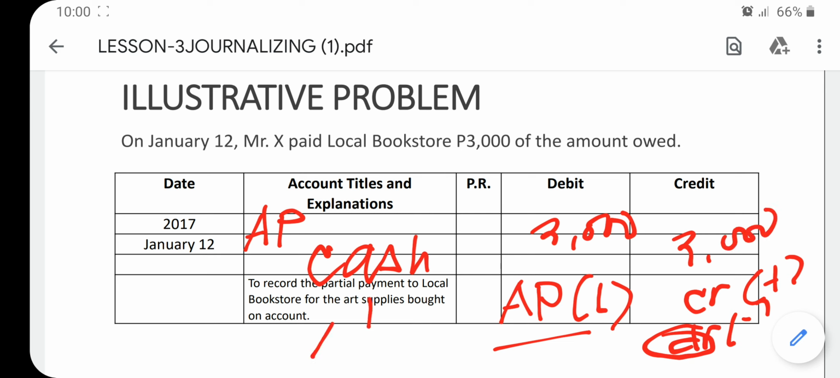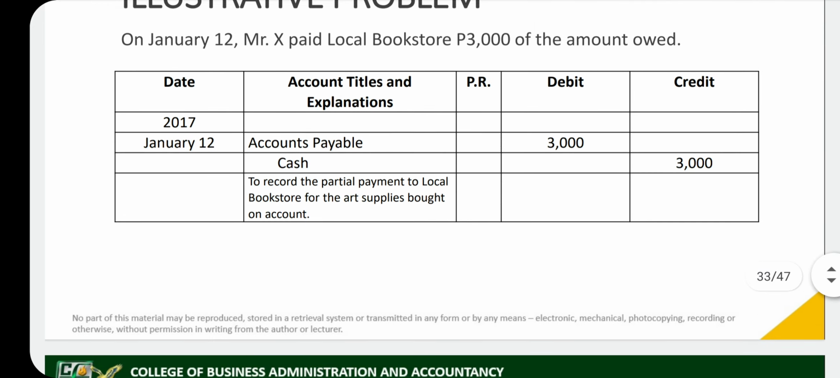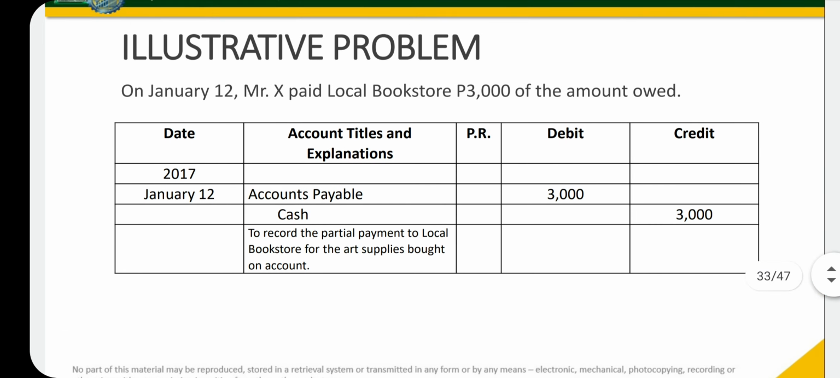Take note that cash is classified as an asset, and an asset normally has a debit balance. So, any decrease in asset will be recorded as a credit. In this case, it is credited because it will decrease. Okay? So, to record the partial payment made to the local bookstore for the art supplies bought on account.